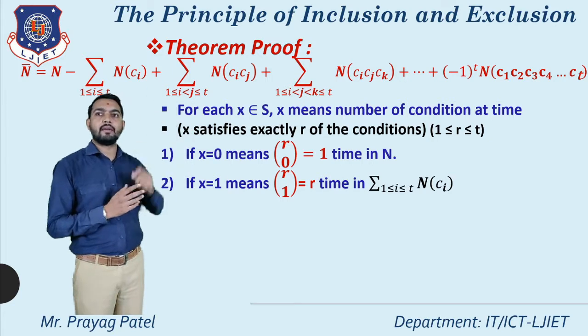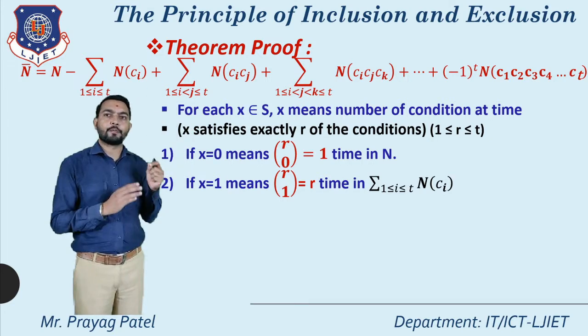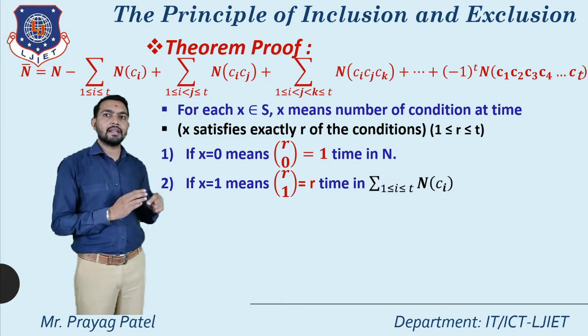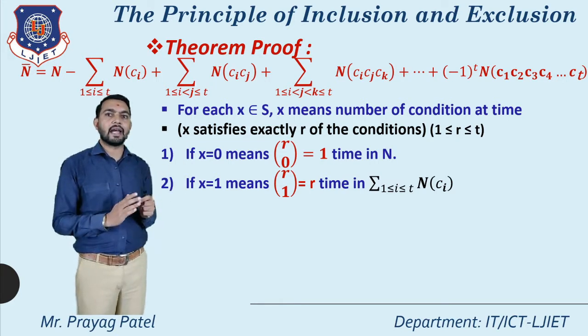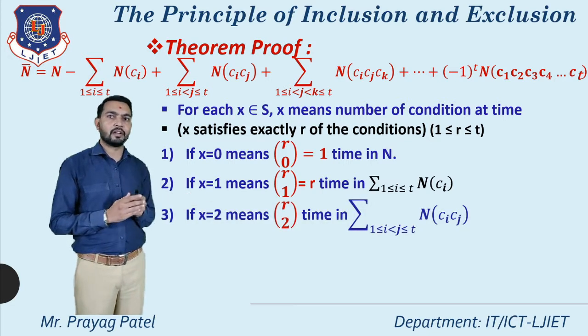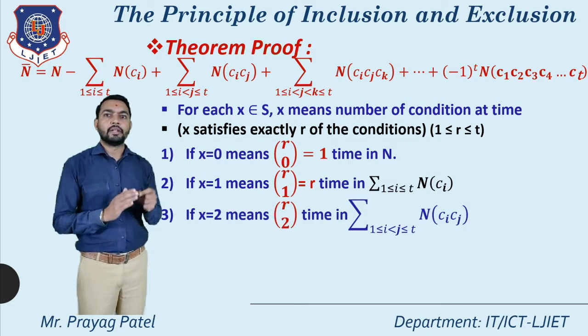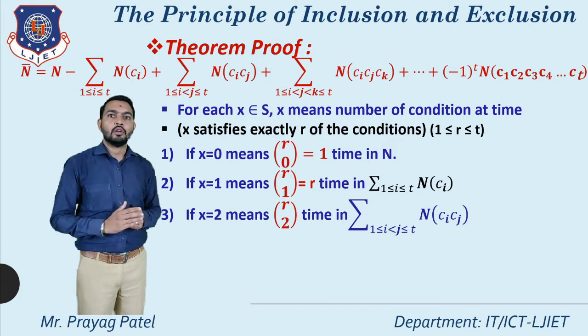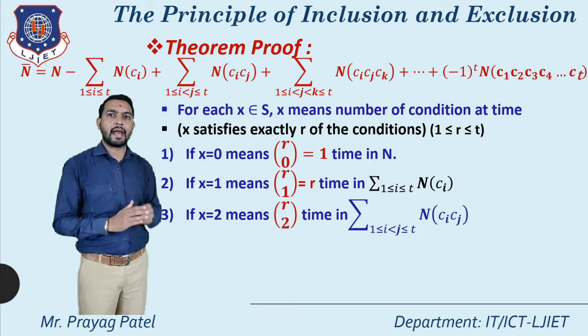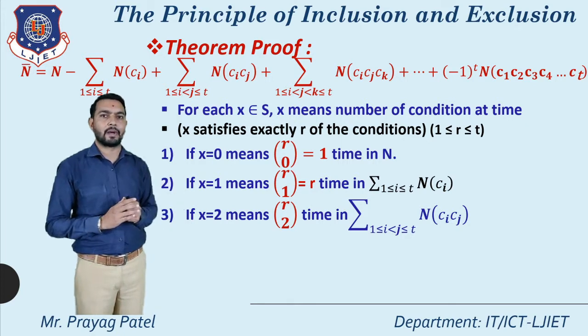So the first term is n bar equal to n. So first n is satisfied one time always. Then the next term NCi. So the NCi term is satisfied r times. Now the next condition is x equal to 2. That means RC2. So RC2 times this condition sigma NCiCj is satisfied.